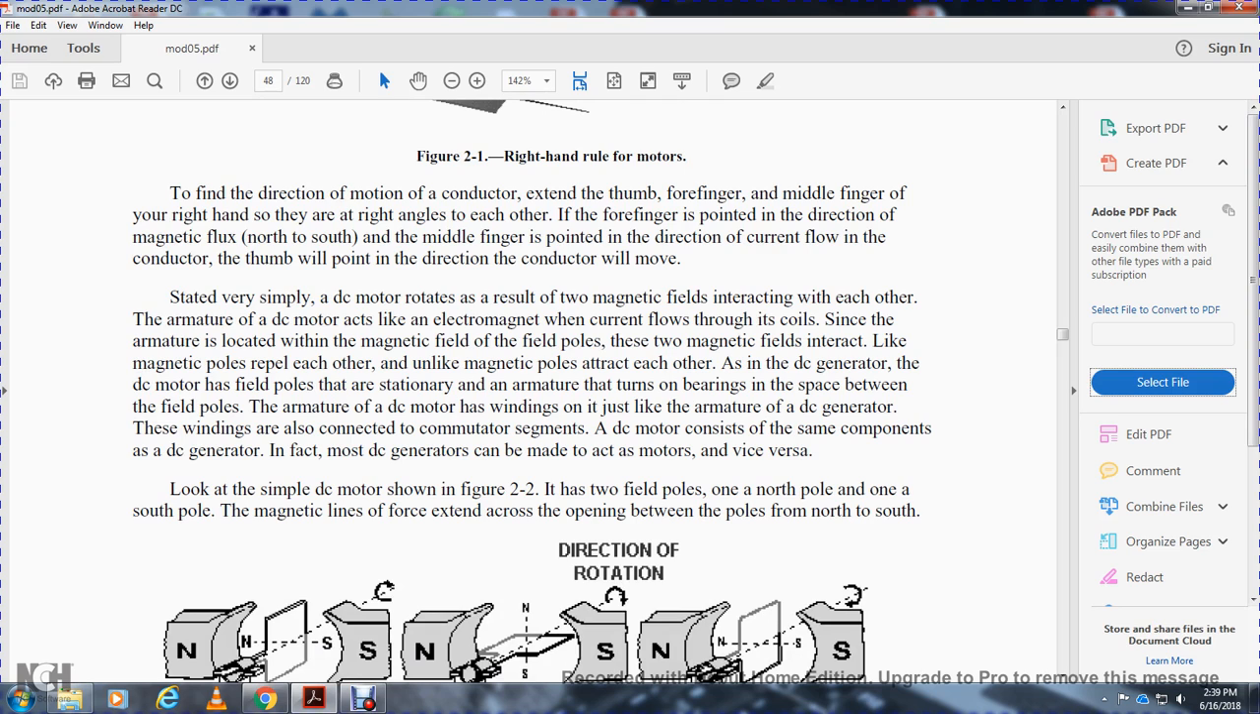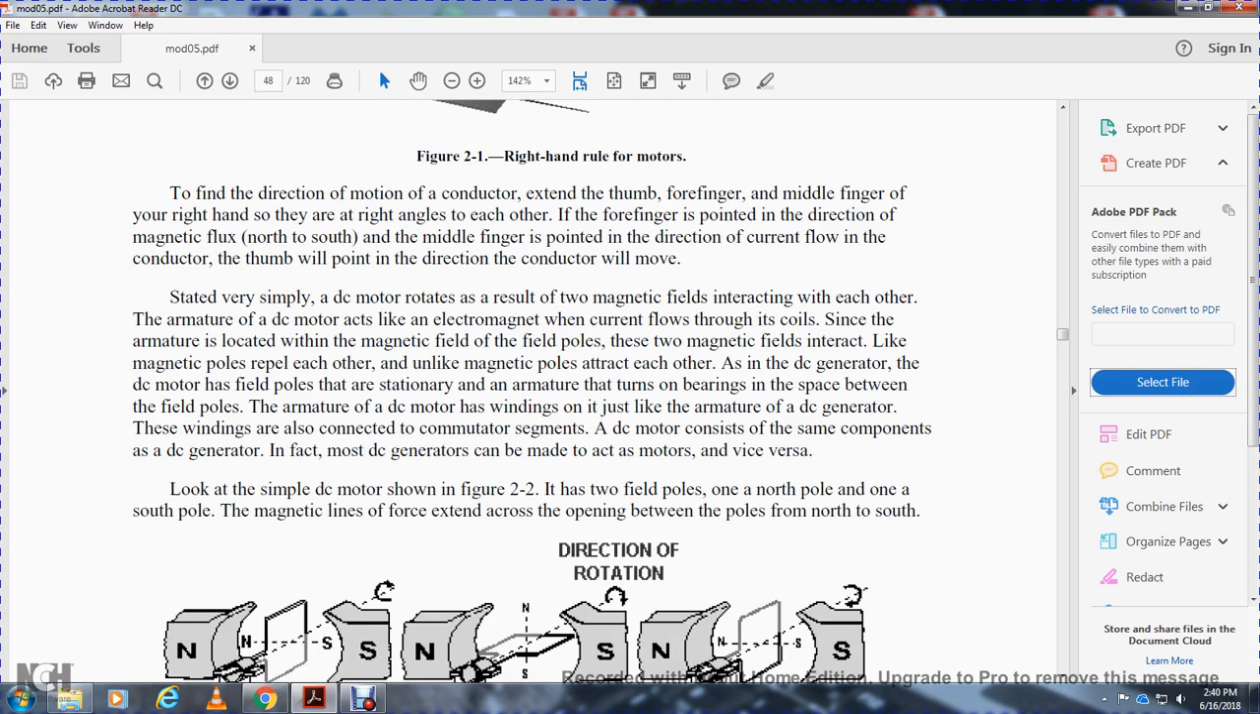Stated very simply, the DC motor rotates as a result of the interaction of two magnetic fields with each other. The armature of the DC motor acts like an electromagnet when current flows through its coil. Since the armature is located within the magnetic field of the poles, these magnets interact: like magnetic poles repel each other, unlike magnetic poles attract each other.